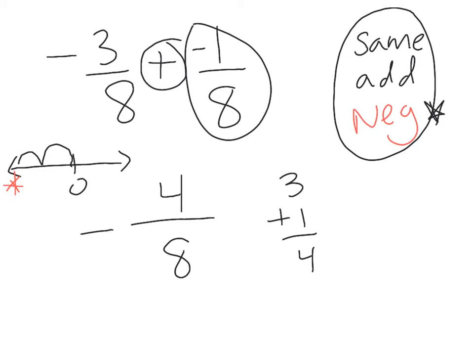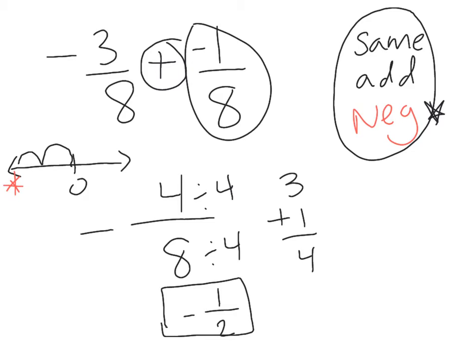Now, this is not in simplest form, so I have to think about what I can divide 4 and 8 by, and in this case, I can divide them both by 4. 4 divided by 4 is 1. It's getting a little messy. 8 divided by 4 is 2, and then don't forget that negative.